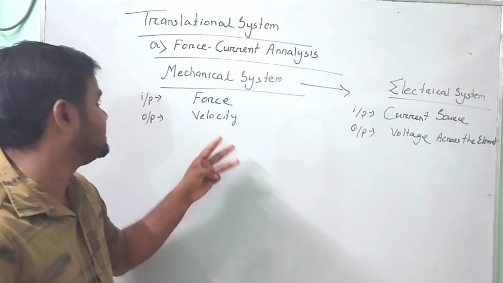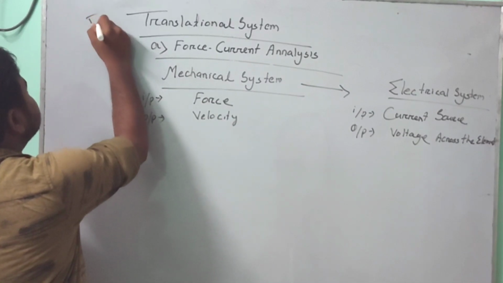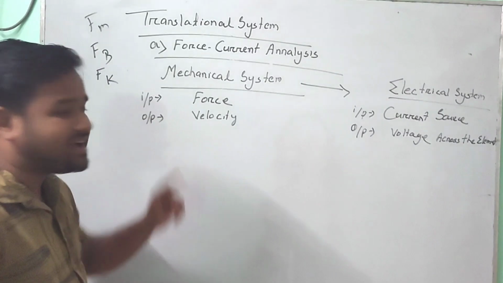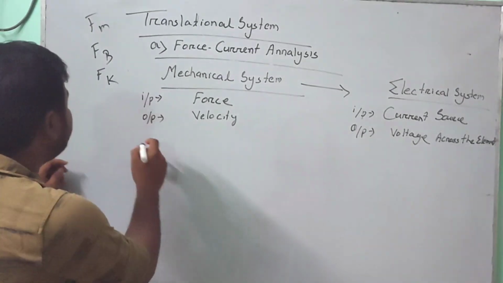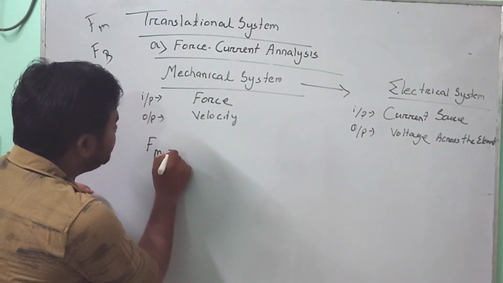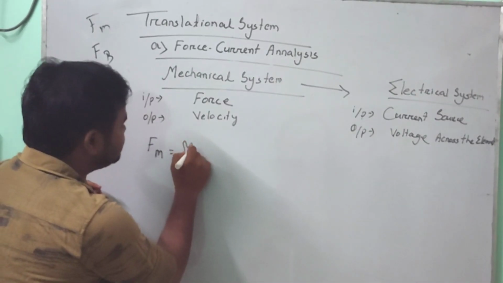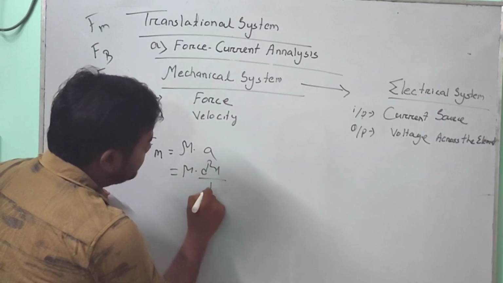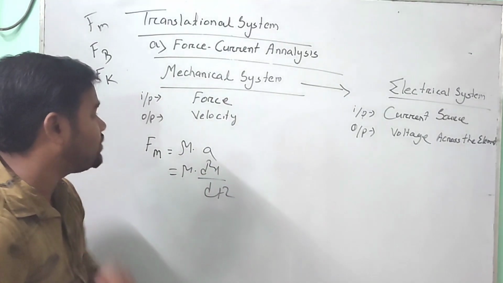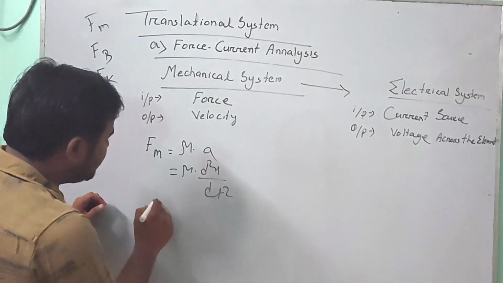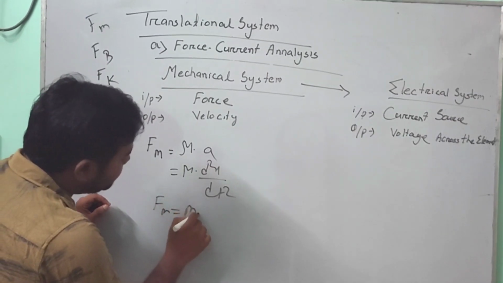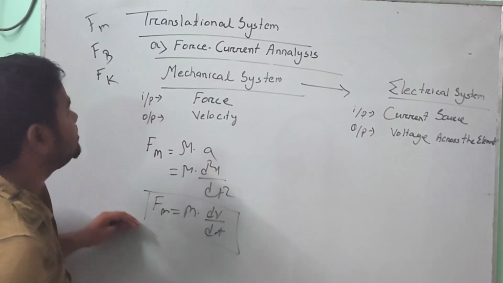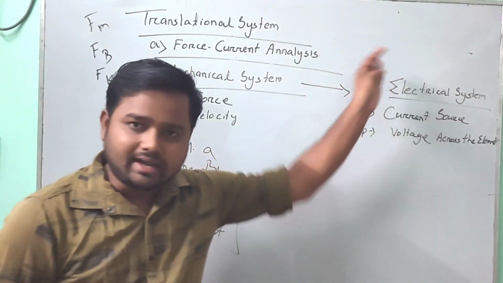It is also of three types: the force due to mass, force due to dashpot, and force due to spring. First we will study the force due to mass. The force due to mass, F of m, is equal to mass into acceleration, that is m into d square x by dt square. But we require the output as velocity, so F of m is equal to m into dv by dt. This equation is required for the conversion of the mechanical system to the electrical system.